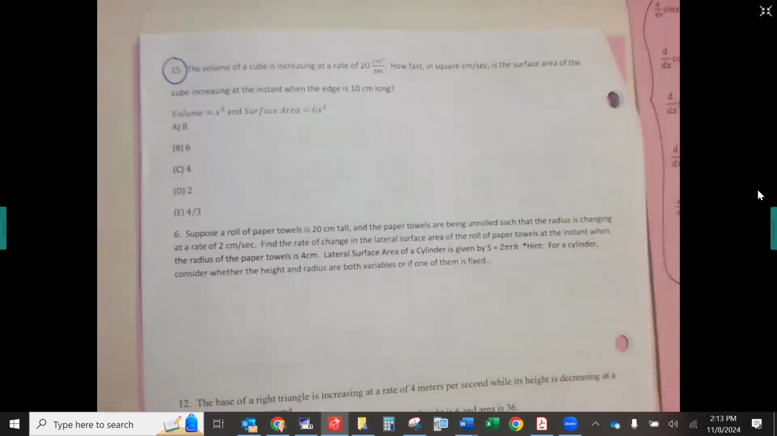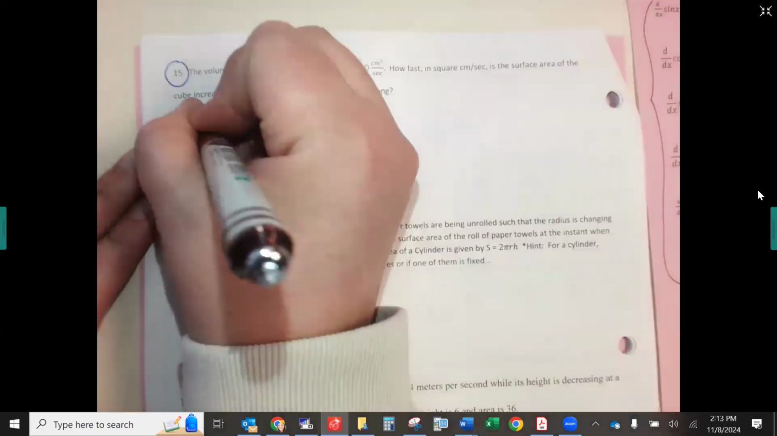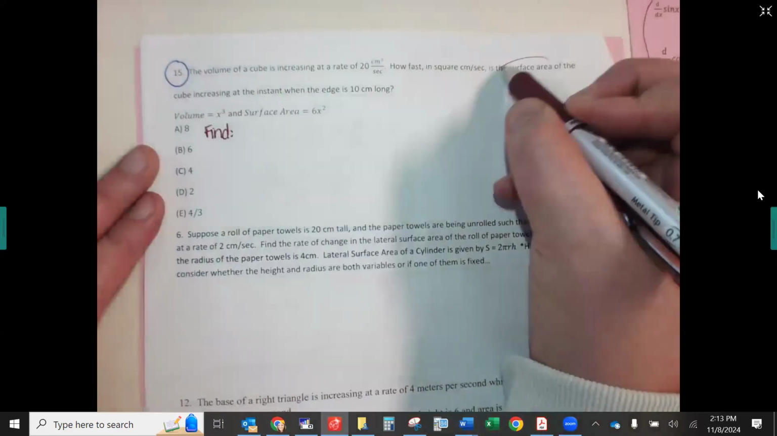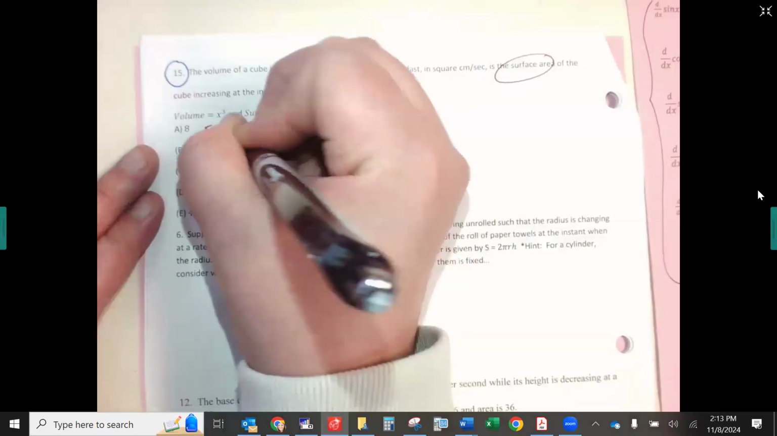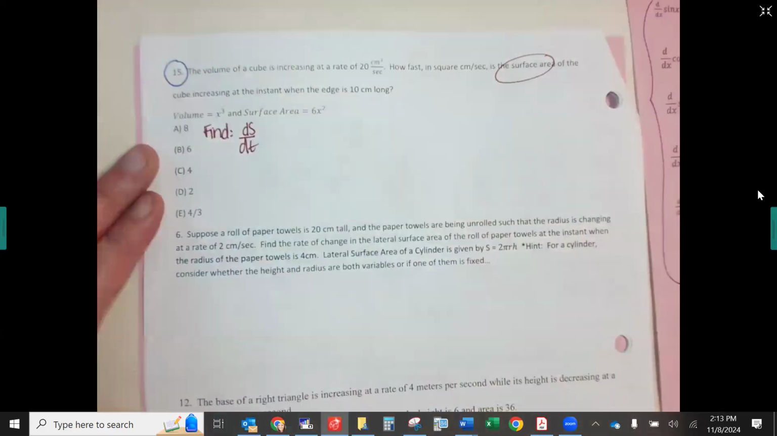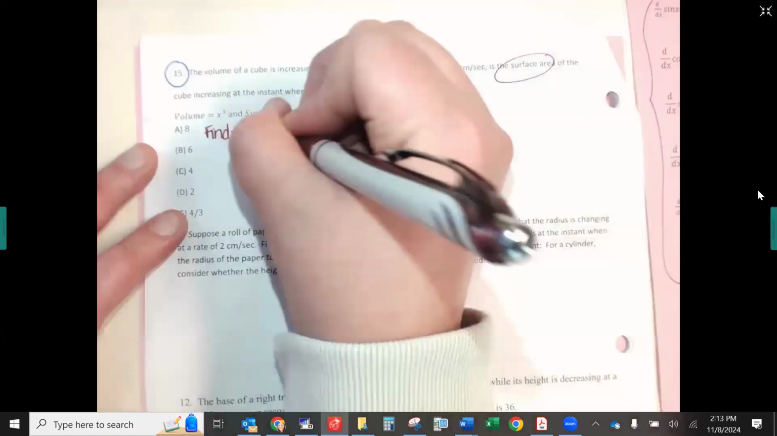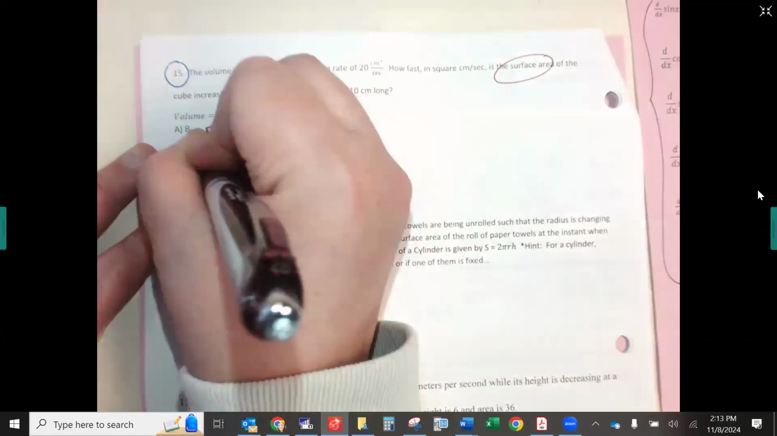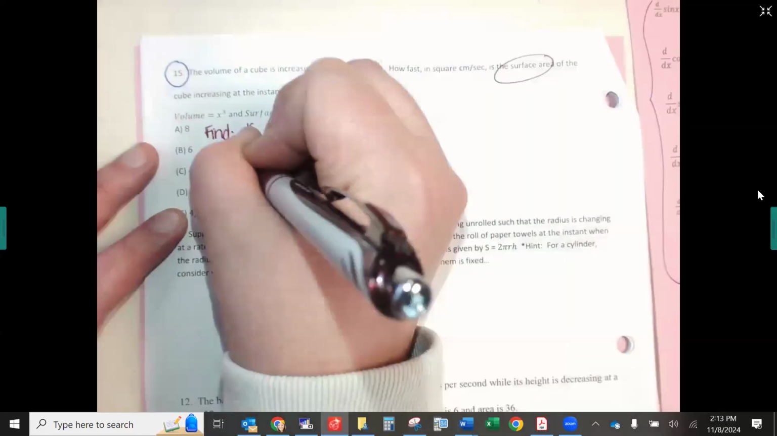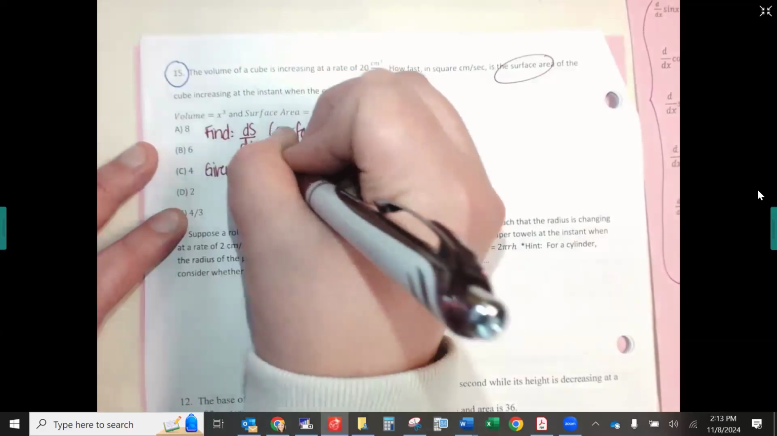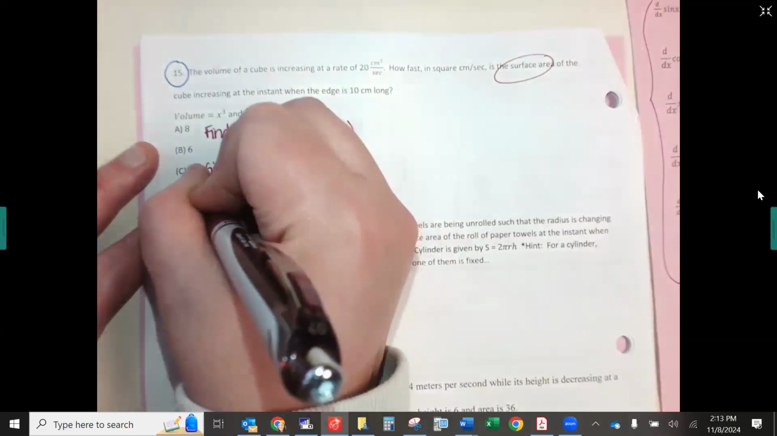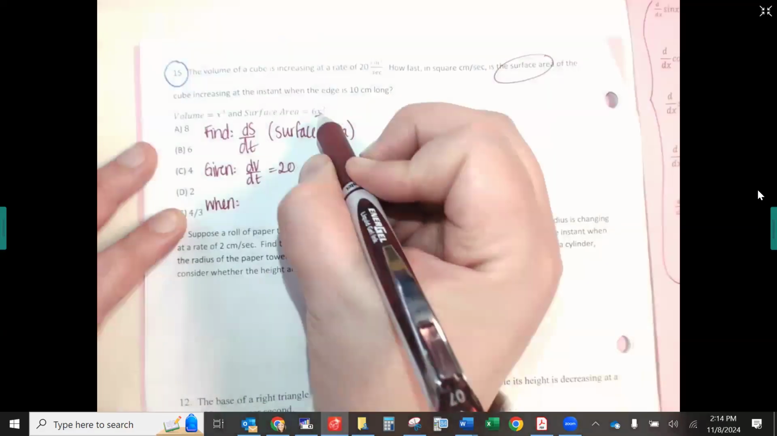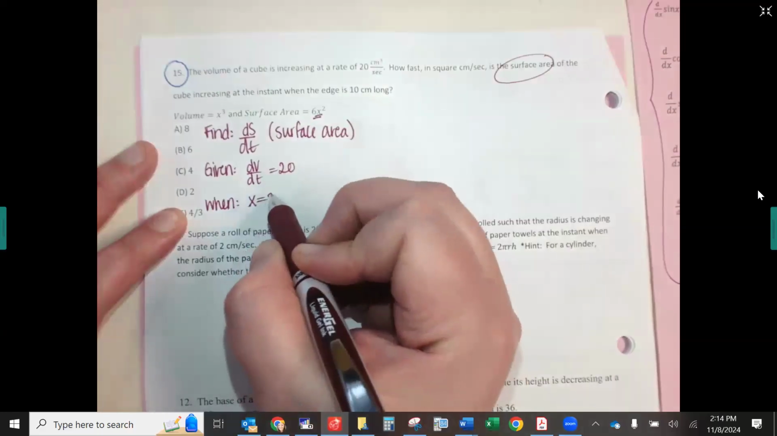Okay, for this one, you are finding what? We want the rate of change of surface area. So we're finding dS/dt for surface area. And then what are we given? How fast is what changing? So that'd be dV/dt is 20. And then they tell you that the edge of the cube for your when is 10. But do you see how they're using an x here in the equation? So I'm going to put x is 10.